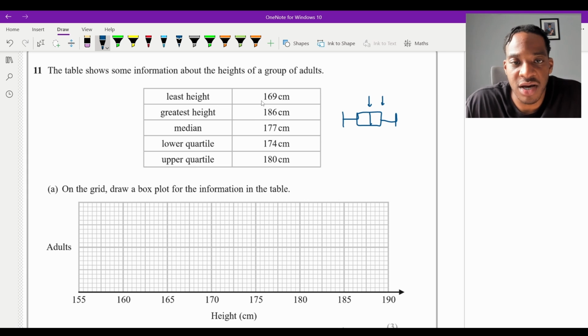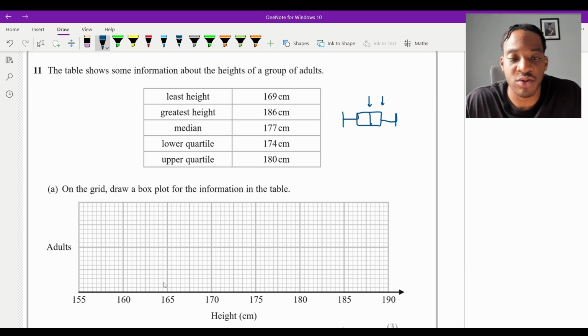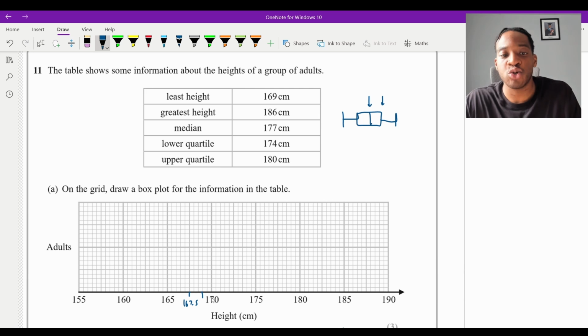Now, firstly, check the units of measurement or the values on the grids, just to see what the scaling is. For example, this is 165, this is 170, this is going to be 167.5, isn't it? And that tells me that each of these boxes is worth 0.5. So this will be 168, this will be 168.5, and this will be 169, isn't it? So 169 is actually two boxes before 170. So just gotta be careful.